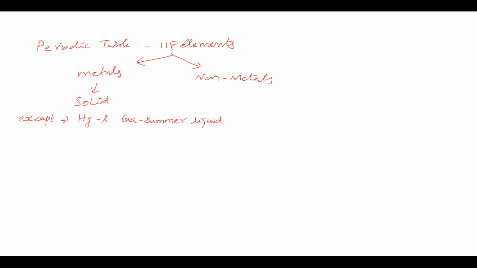Metals in the periodic table, among the 118 elements, are classified into metals and non-metals. Metals are mostly solid, except a few. One is mercury, which is liquid, and gallium is summer liquid. Then cesium also comes under the exceptions, as a liquid.